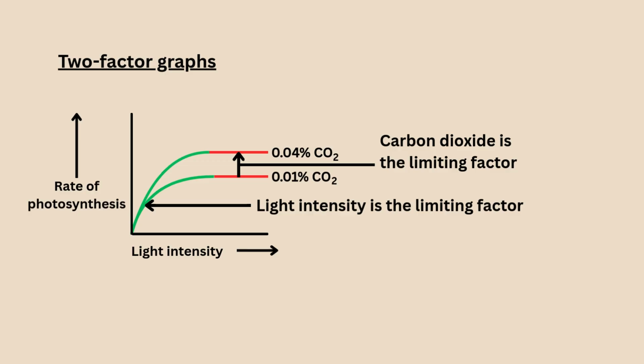Now, at the very early stages of the graph, carbon dioxide concentration has very little effect. In the later stages of the green part of the graph, where the green lines start to separate, carbon dioxide has a larger effect. And when it plateaus, so the red section of the line, this is where carbon dioxide will be the limiting factor, because increasing light intensity here has no further effect on the rate of photosynthesis, but an increase in carbon dioxide concentration from 0.01% to 0.04% will increase the rate of photosynthesis.